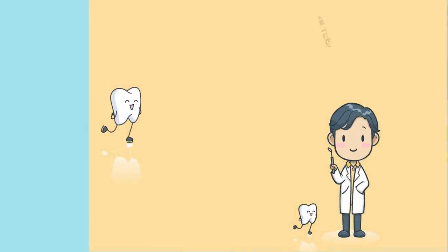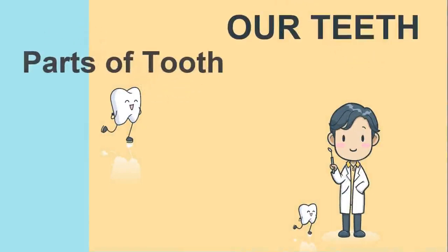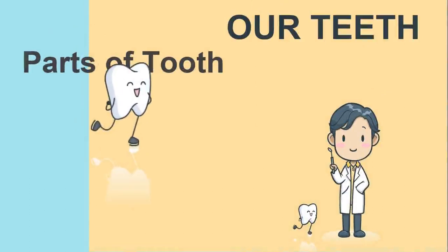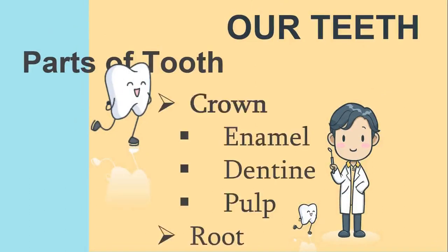What are the parts of tooth that we learned? Crown and root. Crown is the visible part of a tooth and root is not visible. In crown, there are three parts: enamel, dentine and pulp. Enamel is the hardest part of our tooth. Dentine is a bone. It is below the enamel. And pulp lies below the dentine. It is very soft and full of nerves.